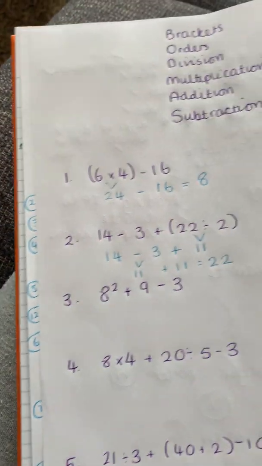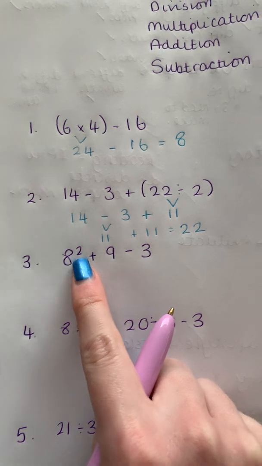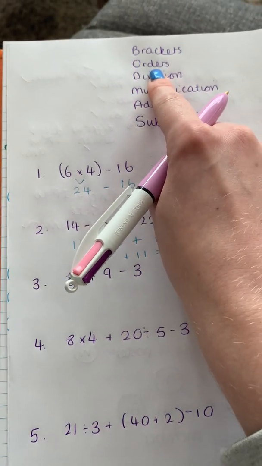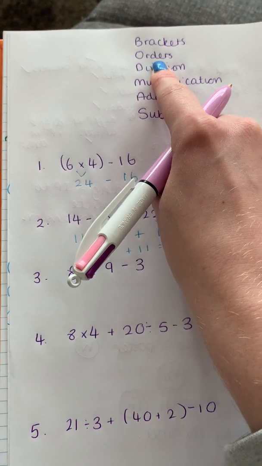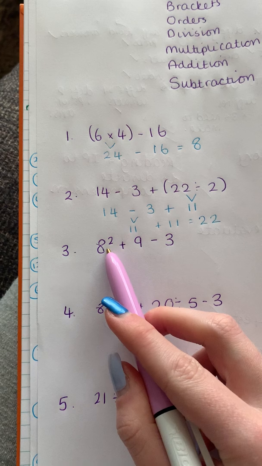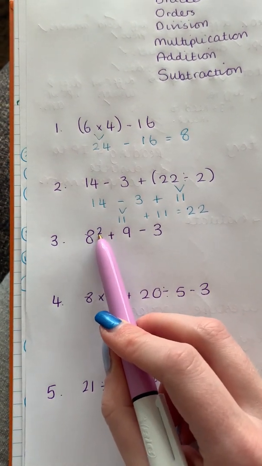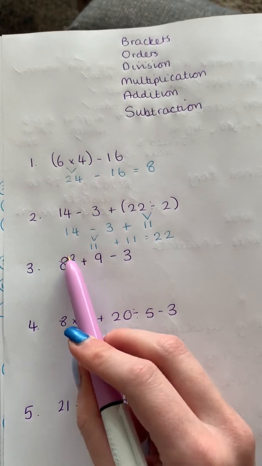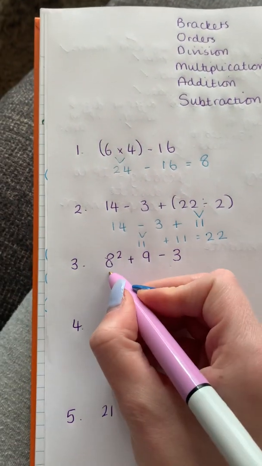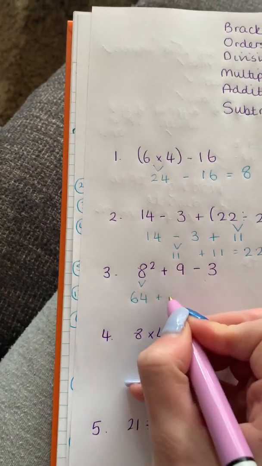Then number 3, we've got an order in here. Actually, this is the first time you'll have seen one inside a question. Orders are things like squared or cubed, so they are the little numbers above, just like we've got here. So remember, this doesn't mean 8 times 2, it means 8 multiplied by itself. So we've got an order, addition and subtraction. According to BODMAS, the order comes first. Now 8 multiplied by itself is 64.